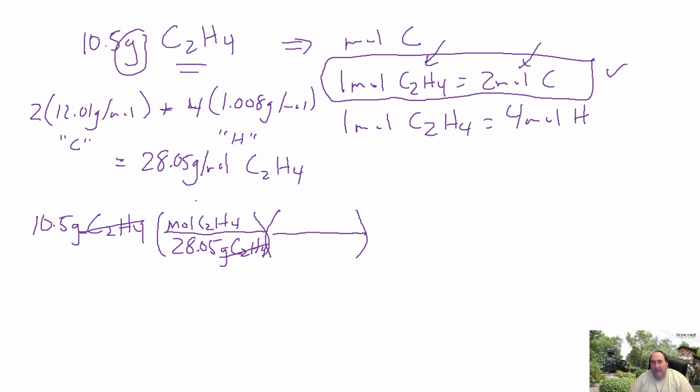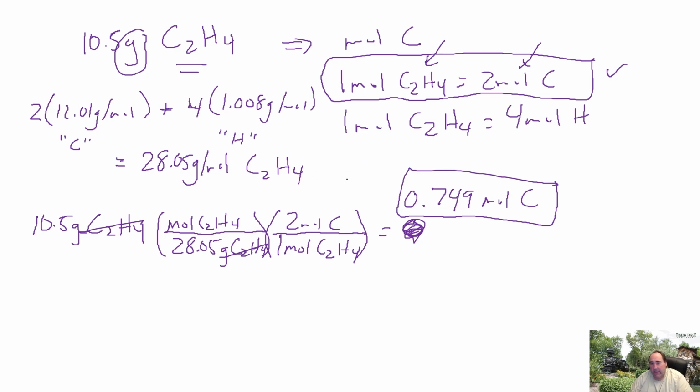I got moles of the entire thing on the top, which means I need to go with 1 mole of the entire thing on the bottom. Gives us 2 moles of carbon. And again, we're going to multiply on top here. So that's going to be 10.5 times 2 divided by 28.05. It's going to give us 0.749 moles of carbon.